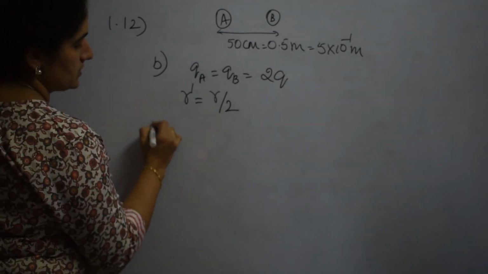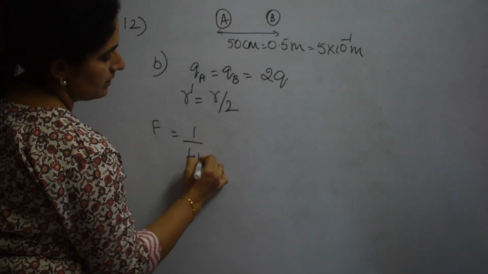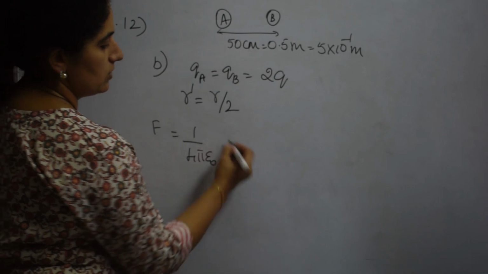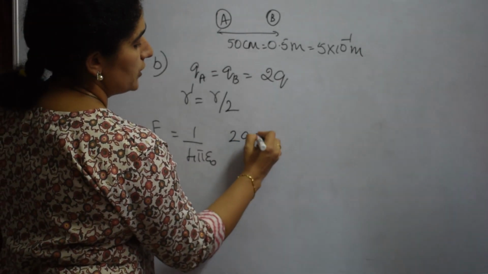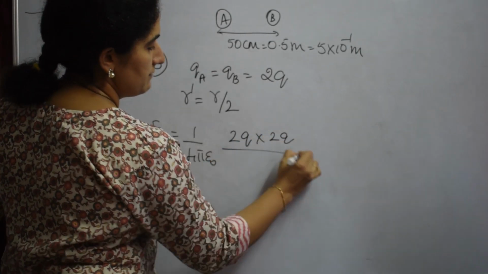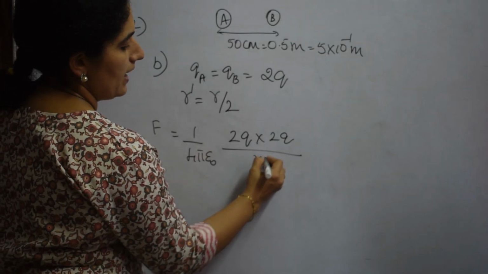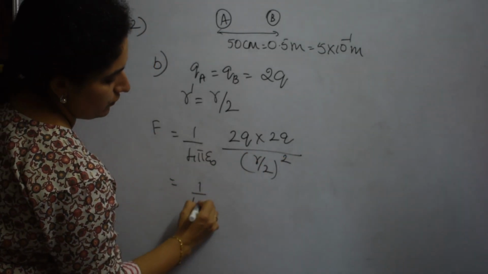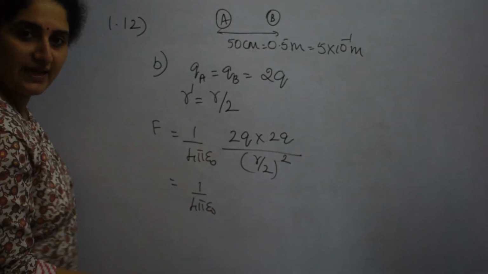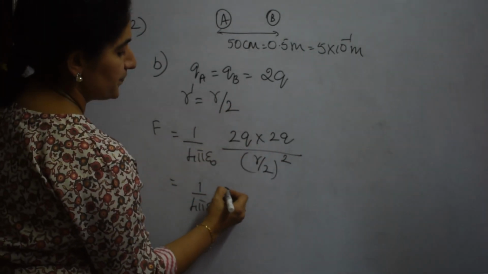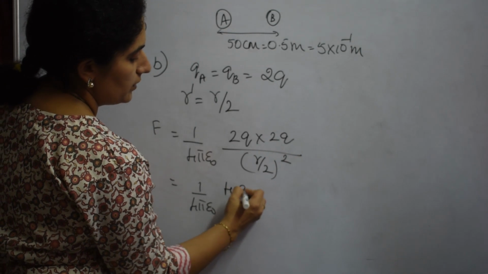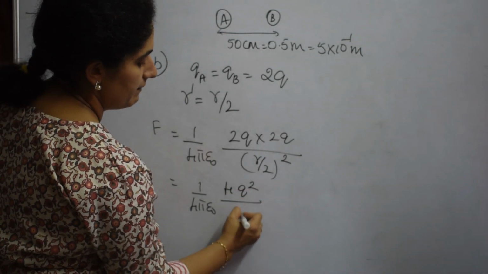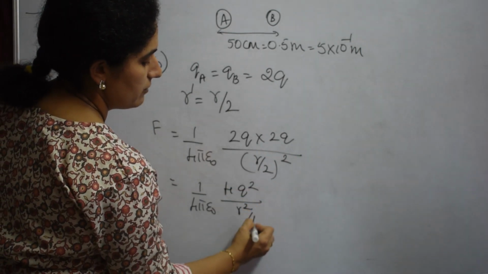So what is the force? Again the same thing, 1 by 4 pi epsilon naught, 2Q into 2Q divided by R by 2 whole square. So 1 by 4 pi epsilon naught, we will simplify it and then substitute. 4Q square divided by R square by 4.